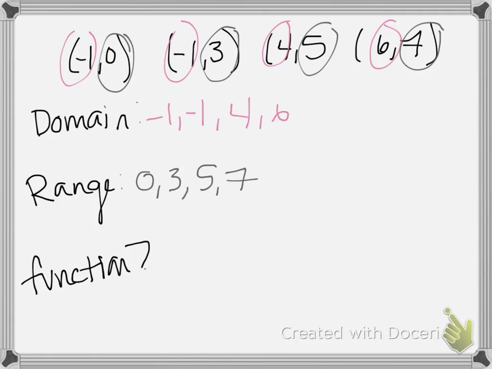Okay, you can tell whether it's a function based on if my x's repeat. Okay, my x's repeat, then it's not a function. So is it a function? No, because if I plotted those points, it would cross my vertical line test twice. So it is not a function because my x's repeat.